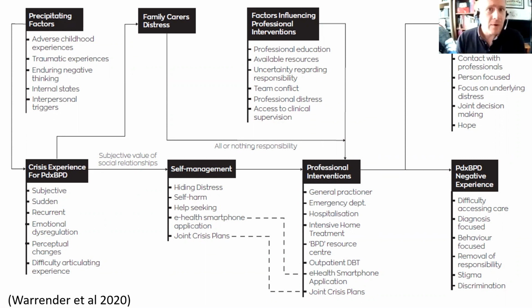I'm not going to go through everything, but just to focus a minute on the factors that influence professional interventions. The quality of care that we deliver depends on some of these things. We've got professional education. How much do you know about what BPD is, or maybe more importantly, what BPD is not? It's not a person that's necessarily disordered. It's a person that makes sense in their life context. Then there are the resources that you've got to actually be able to work effectively with people. And uncertainty regarding responsibility. It's often a focus on people taking responsibility for their own problems, that kind of stuff.